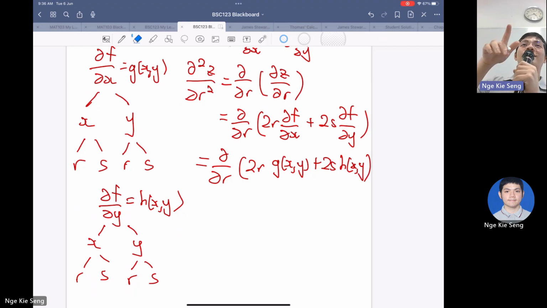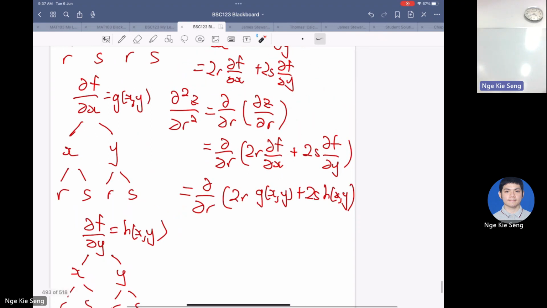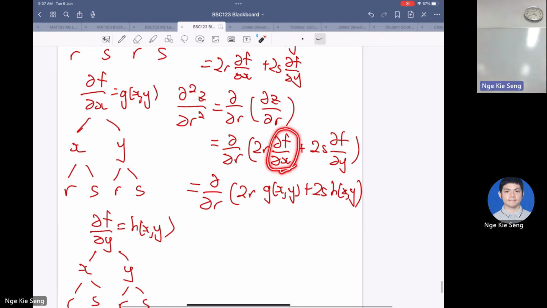So, are you still confused? Okay. Are you happy with the first line here? Second line, we just substitute what we found just now. And then the third line, why we are using the chain rule is because we are differentiating a function with respect to r, but you cannot find r here. r is hidden in the x and y. This function here is in terms of x and y, but x and y are in terms of r and s. So in this way, we need to apply the chain rule to the function del f over del x.